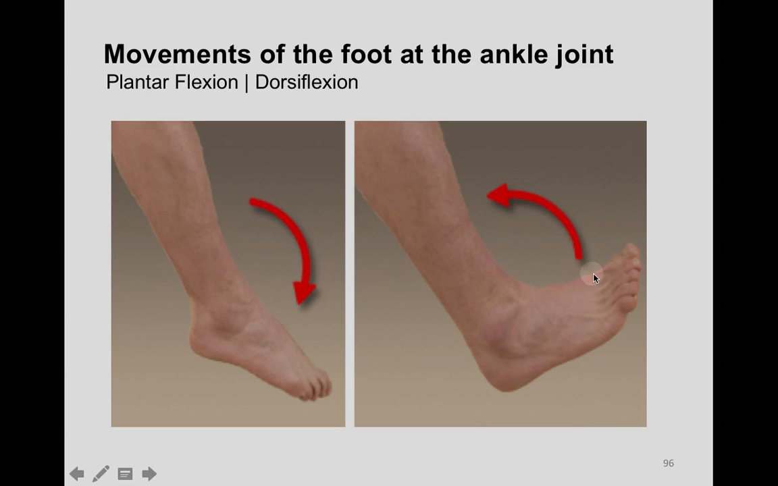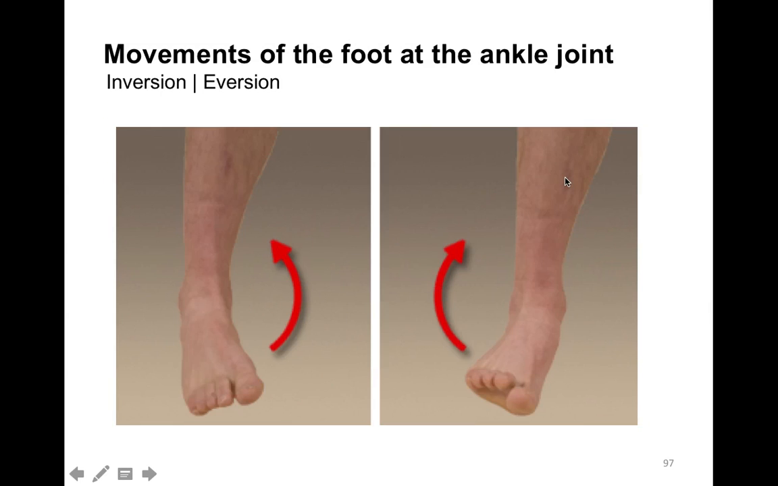Dorsiflexion is the opposite motion, where you are basically flexing the ankle by moving the great toe superiorly. Inversion and eversion are also specialized movements of the foot at the ankle joint. Inversion would be as if you were trying to turn your foot inward to look at something you've stepped in underneath your great toe, whereas eversion would be flipping your foot out to the side to investigate something you stepped in under your fifth digit.